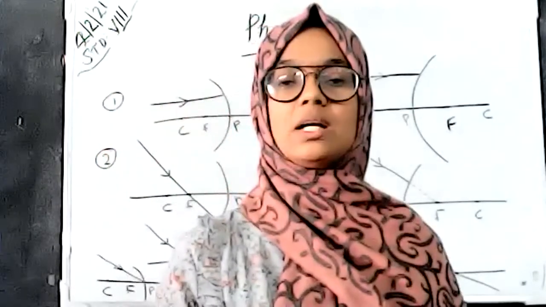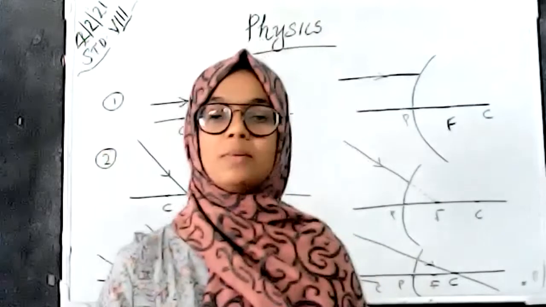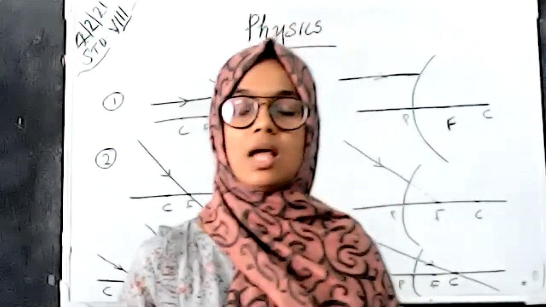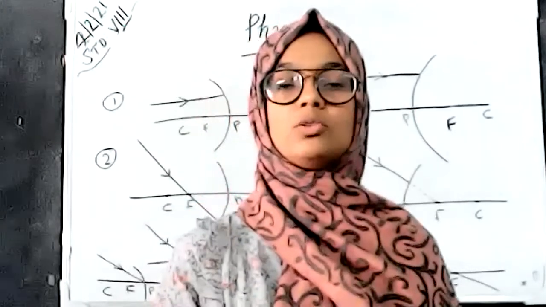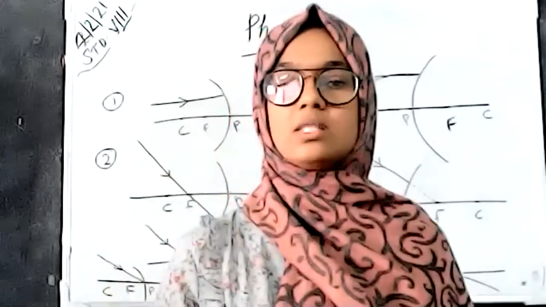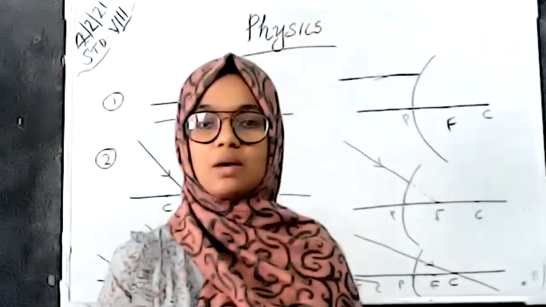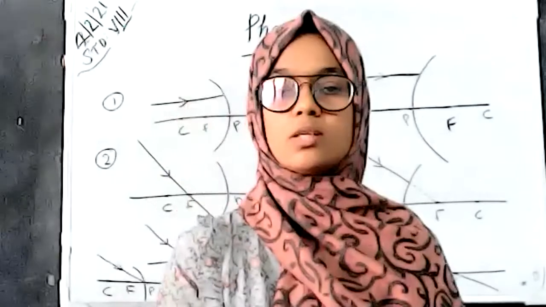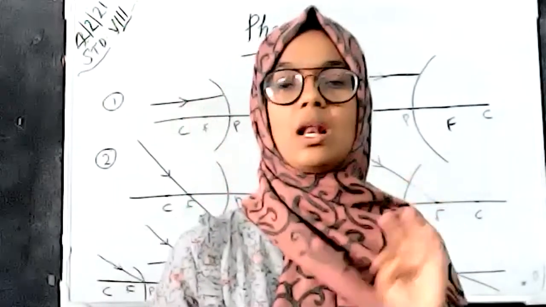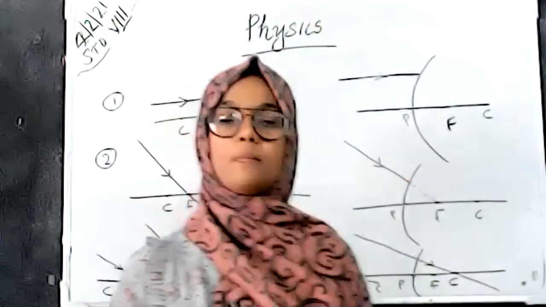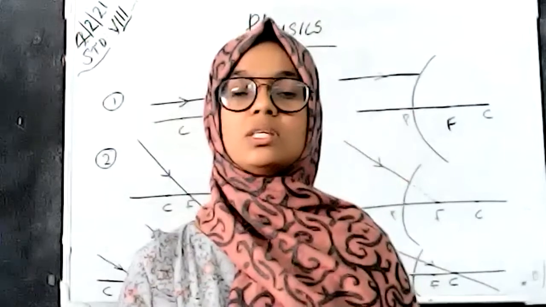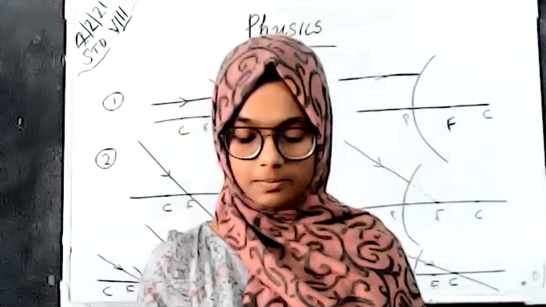So I think all of you understand the possibilities of incidence of a ray of light on spherical mirrors. The positions are the center of curvature, the principal focus of the mirror, the pole of the mirror, and one is parallel to the principal axis. So I think all of you understand this, and next we will discuss the next topic through a slide.